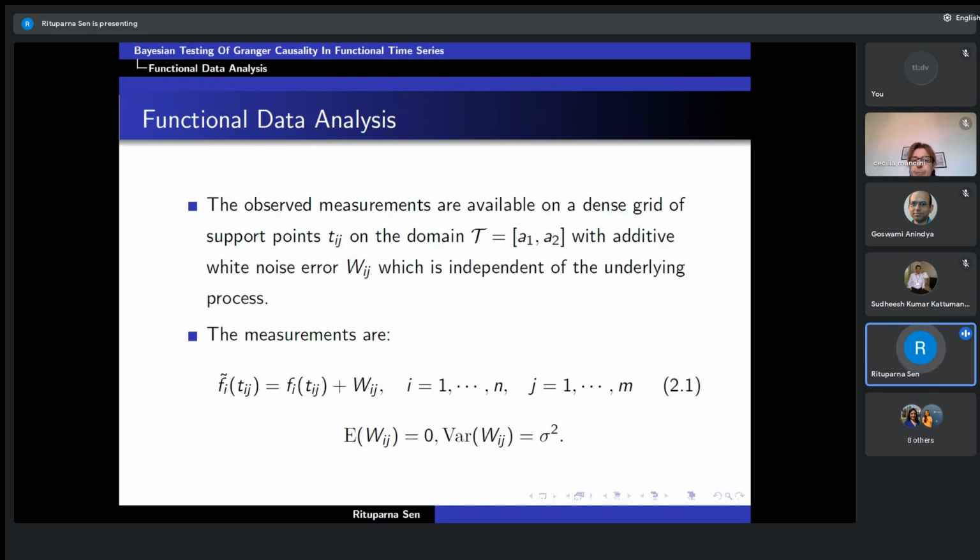But then you also add some error, which has mean 0 and some fixed variance sigma squared, and is also uncorrelated with each other, uncorrelated with the signal. And that is Fi tilde, which is observed.